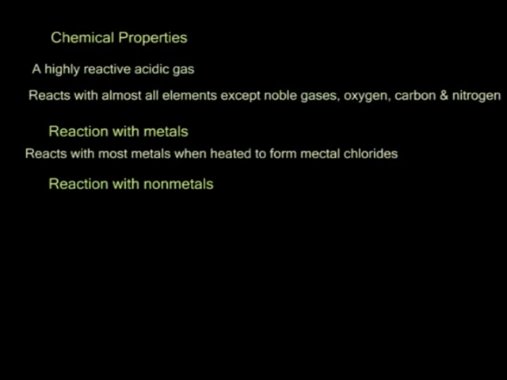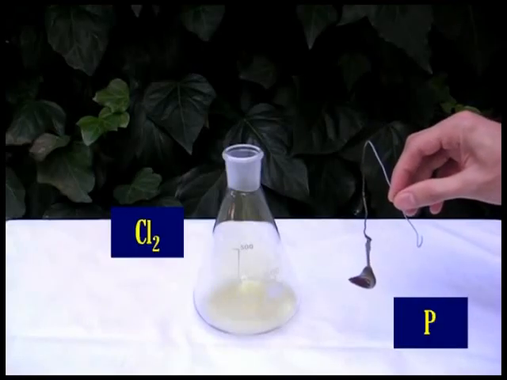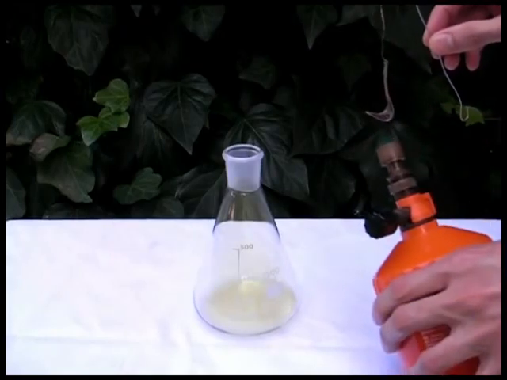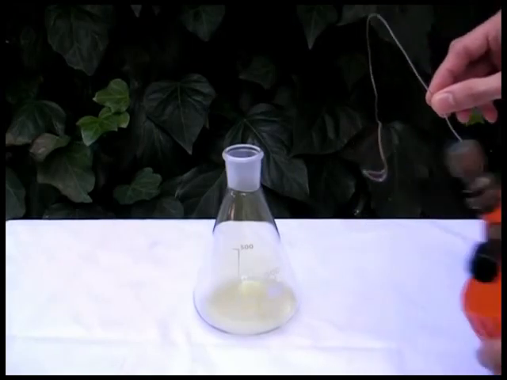Reaction with nonmetals. Chlorine reacts with red phosphorus to give phosphorus 3 chloride and phosphorus 5 chloride.